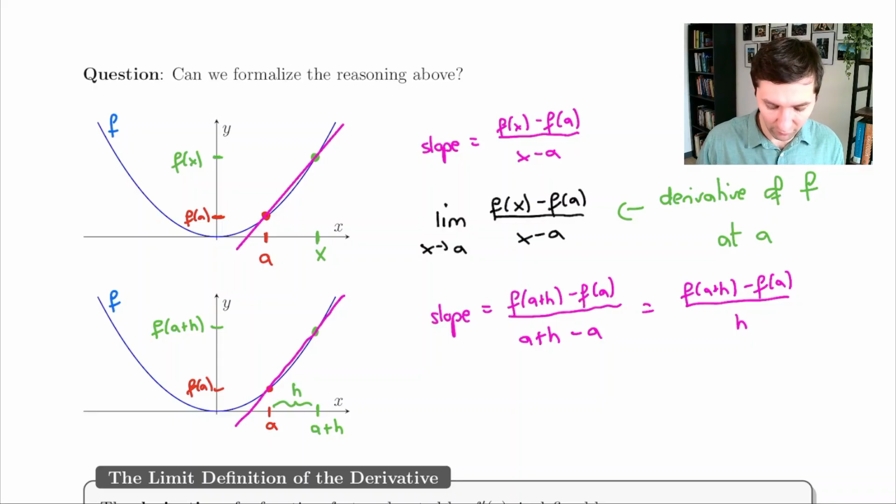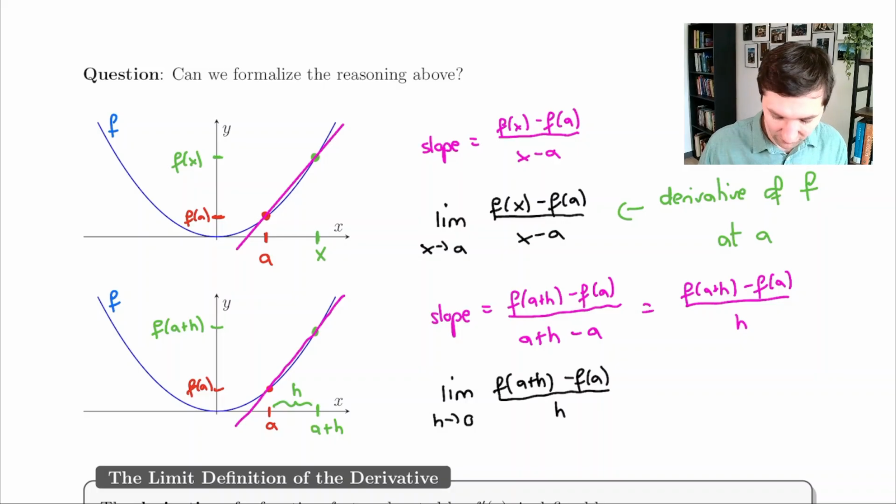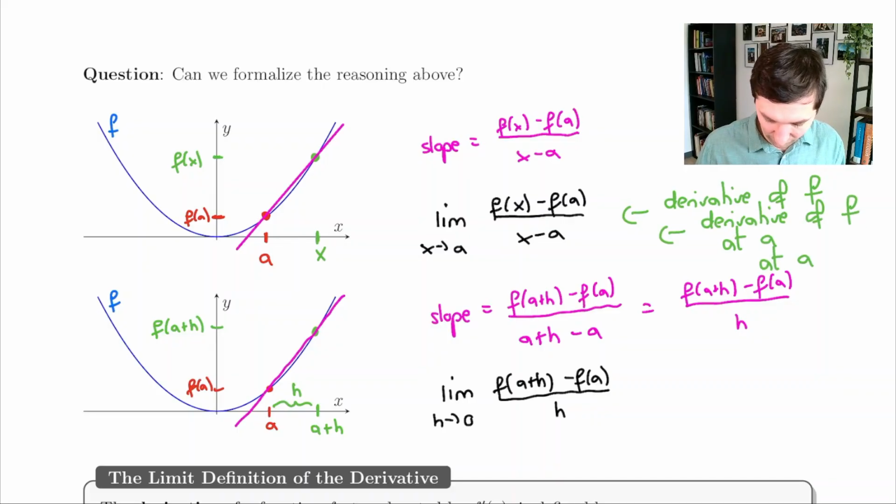Now I want to move the second point closer to the first. In other words, I want to decrease the distance between the 2 points to 0. I want this h to go closer and closer to 0. I want it to disappear or get as small as possible. So I take the limit of the slope expression as h goes to 0 this time, and I get the limit of f of a plus h minus f of a divided by h. This is a different way of denoting the derivative of f at x equal to a.